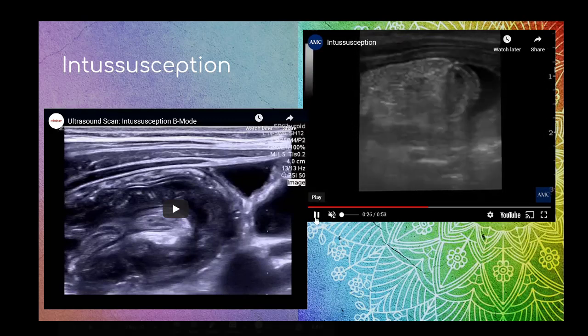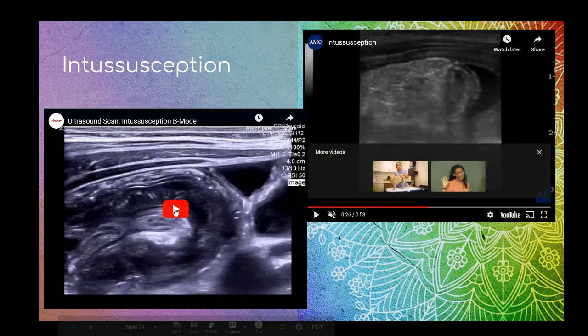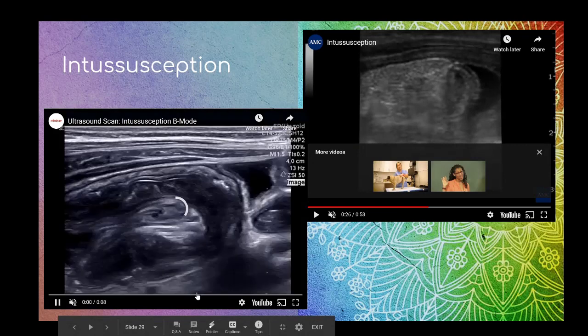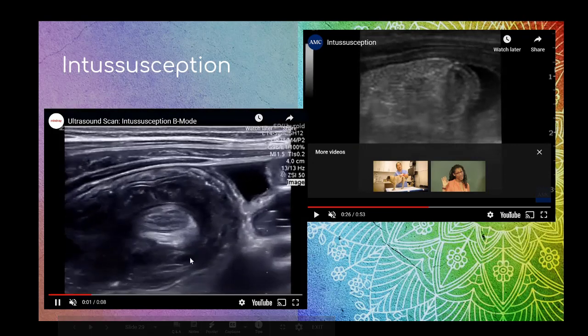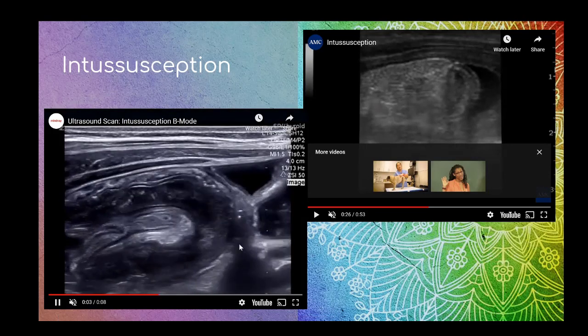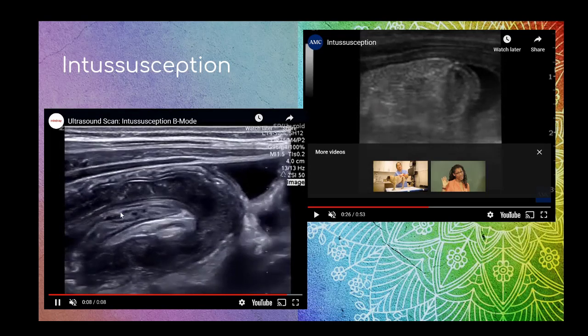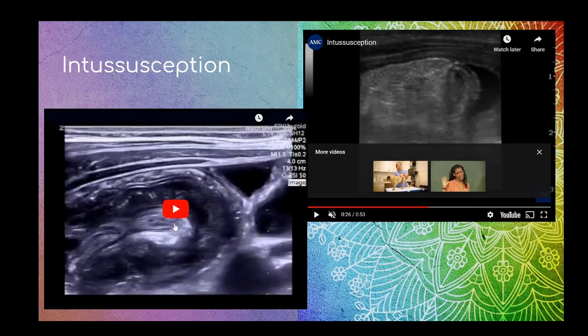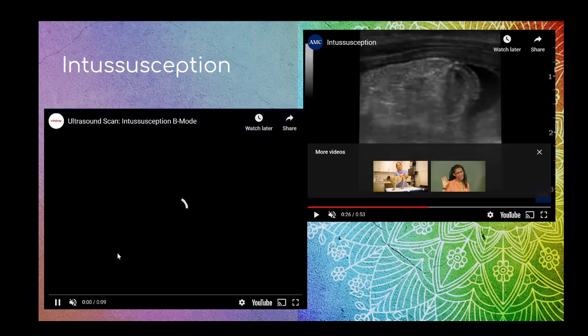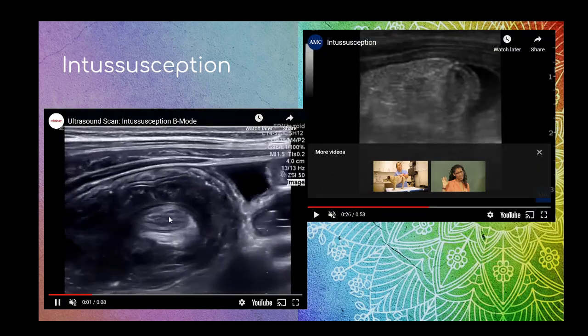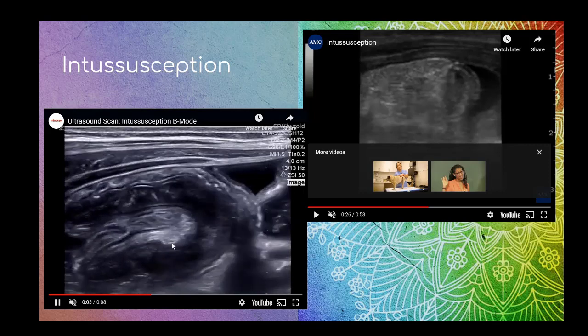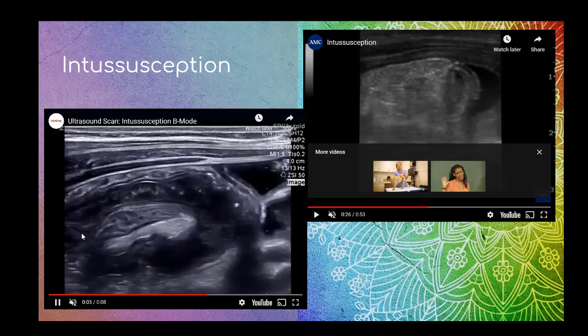And so I'm going to stop that one, and let's take a look at the other one here. Again, you can see the layers of the bowel. We have some free fluid in there because everything's kind of blocked up. And you can see how that second part, play that again. You can see how that second part is just telescoped into the first part of the bowel.